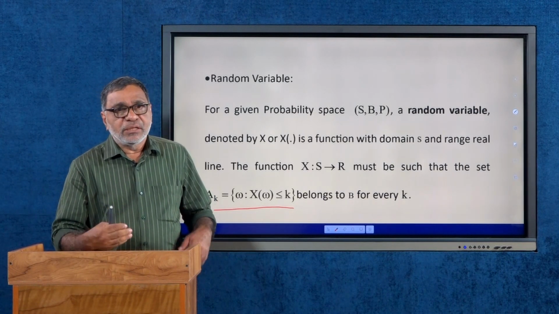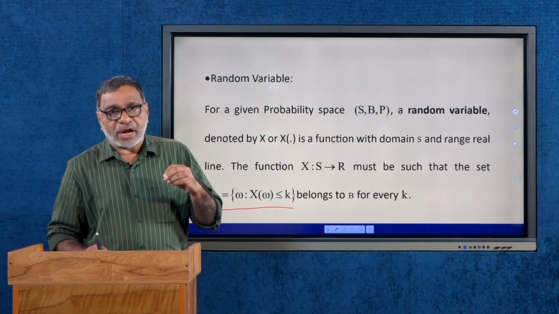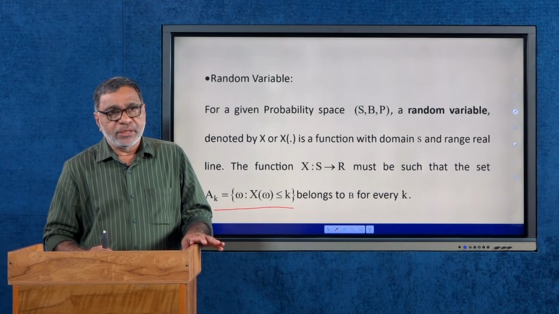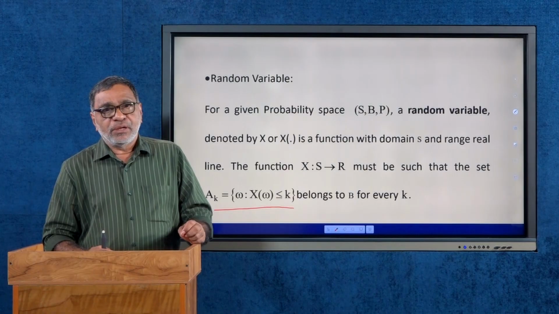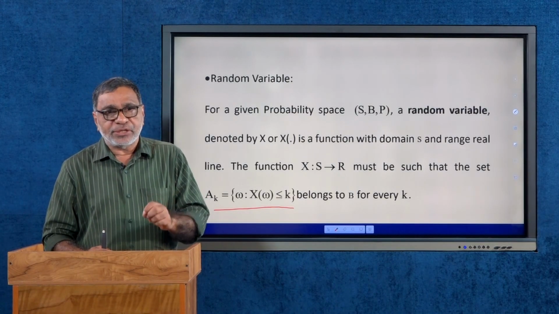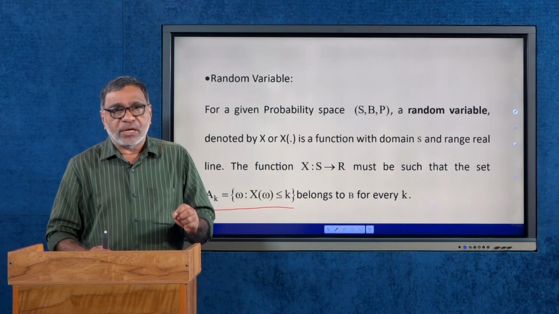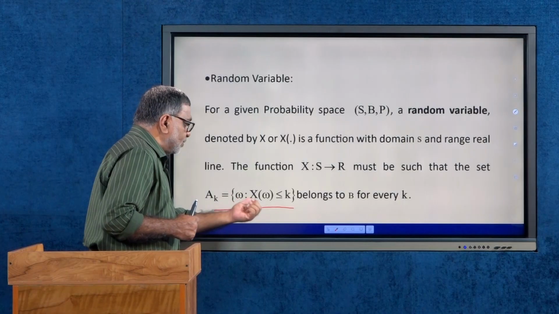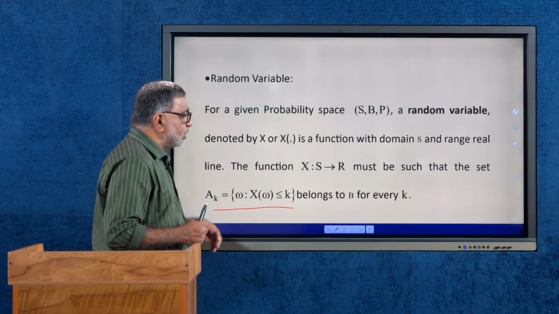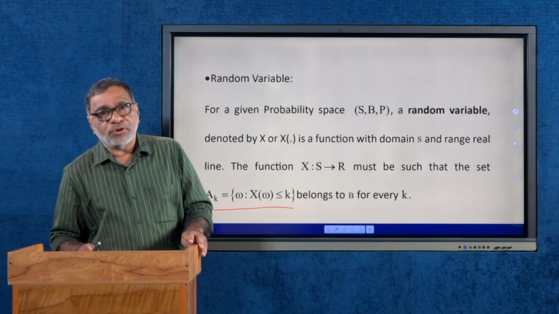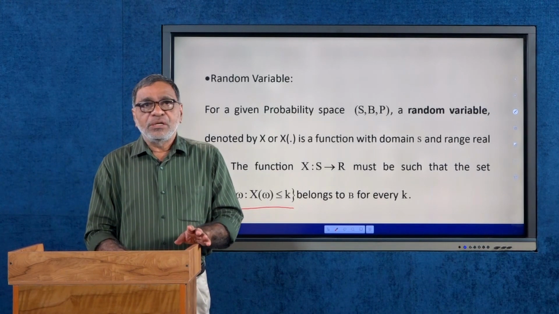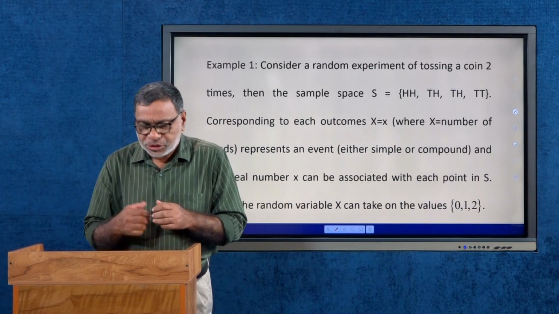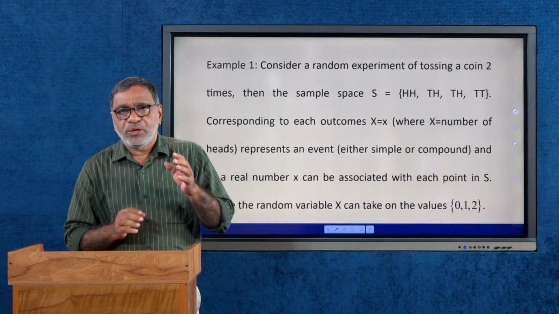So, once again, when we are defining a random variable, we have the triplet (S, B, P), the probability space. A function X is defined with domain S and range the real number system in such a way that, corresponding to any set A_k, the set of events omega such that X(omega) is less than or equal to k belongs to B for every k. So, this is the random variable definition, and in order to understand the concept, let me give one example here.